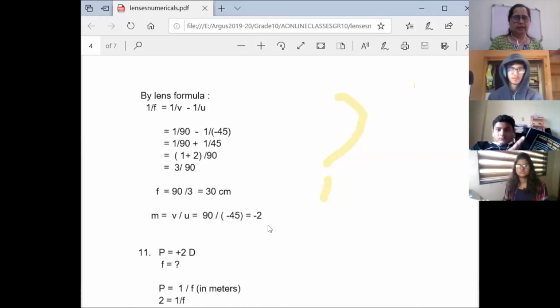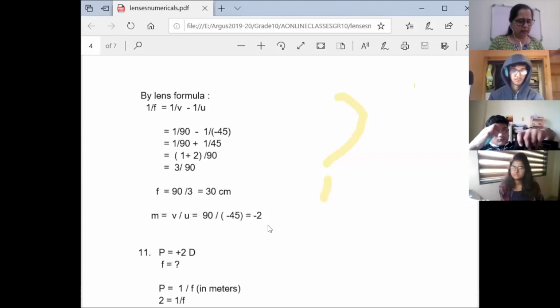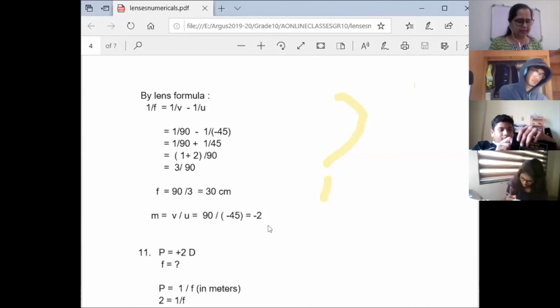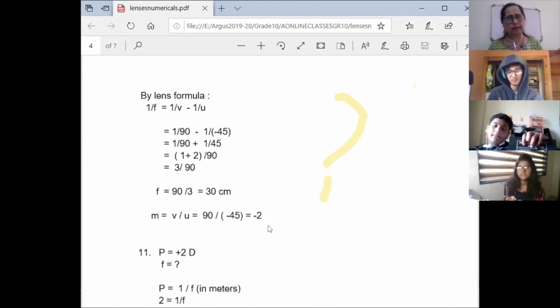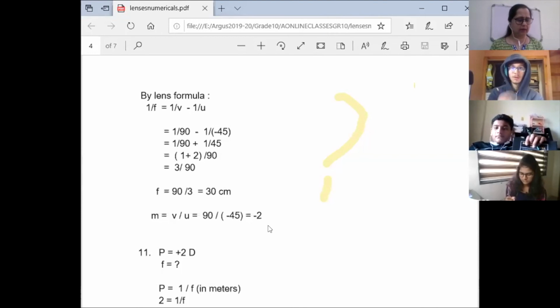Since the image is the same size as the object, you can say that 2F is 60 centimeter, so F is 30 centimeter, right? So write F equal to plus 30, U equal to minus 60, because the object was placed at 60 centimeter, and V equal to plus 60. Why is V equal to plus 60? The image is formed on the other side of the lens. So write the three things. Question number 9: F is plus 30, U is minus 60, and V is plus 60.